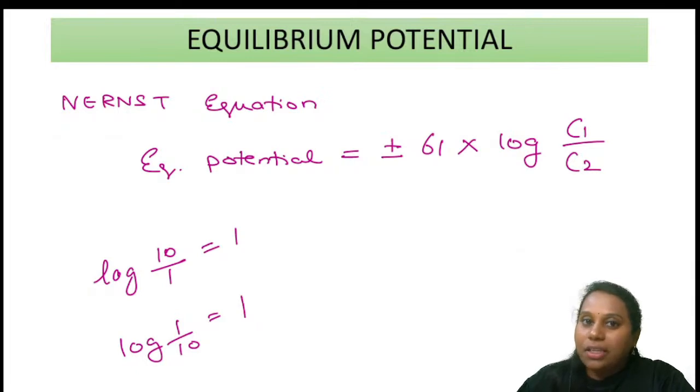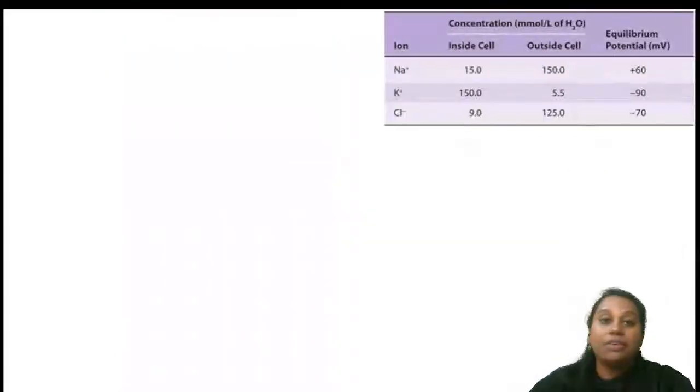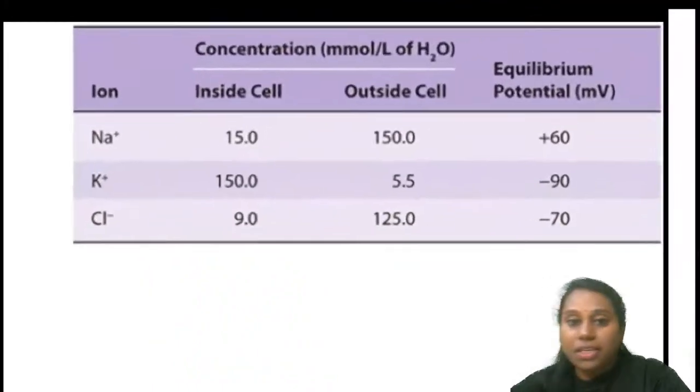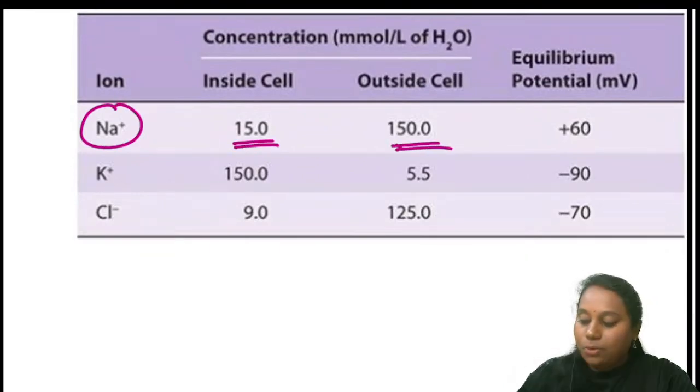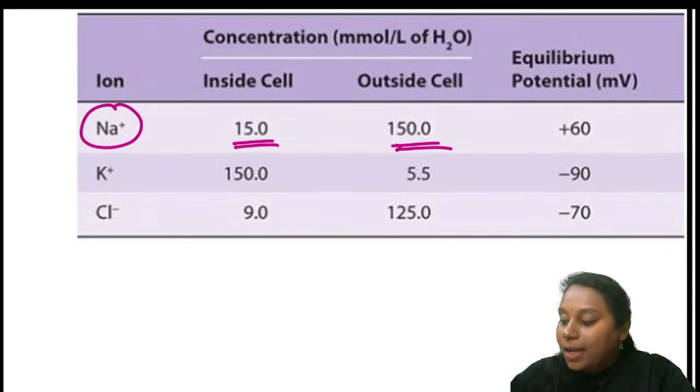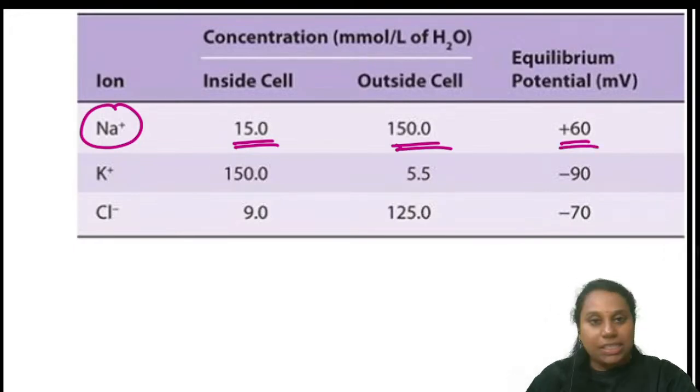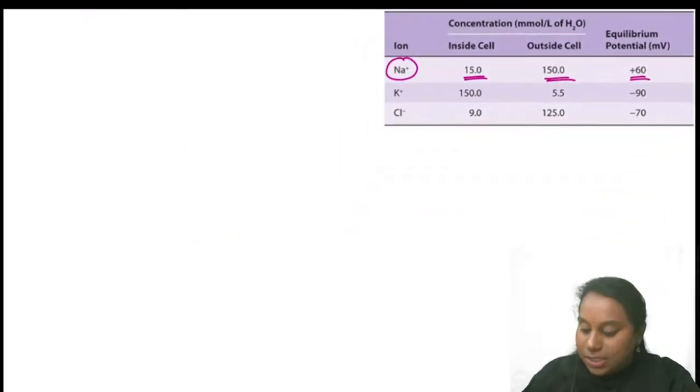Let's calculate the equilibrium potential of the major ions. Just an example. See if you are able to do this. In this table, I have given you the values of sodium inside the cell 15 and outside the cell 150, and equilibrium potential is plus 60. How did we get this plus 60?